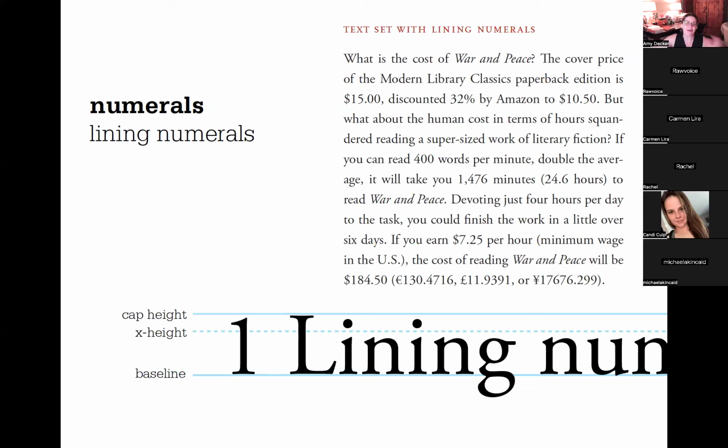Okay, so the next thing we're going to talk about are numbers. Numbers play a big role. Let's say you're doing a restaurant and you're going to do pricing. Let's say you're going to do a financial document for a bank, or an annual report for a publicly traded company. So when you see this paragraph set with lining numbers, you can see that the numbers are going up to the cap height. They sit on the baseline and they go up to the cap height. So they really pop out like capital letters in this paragraph.